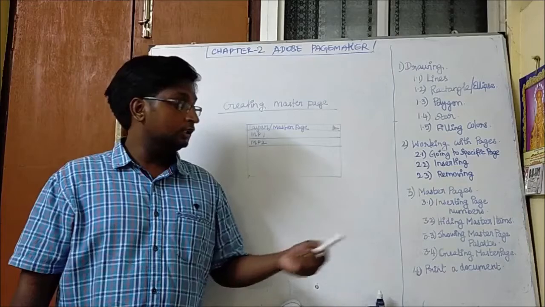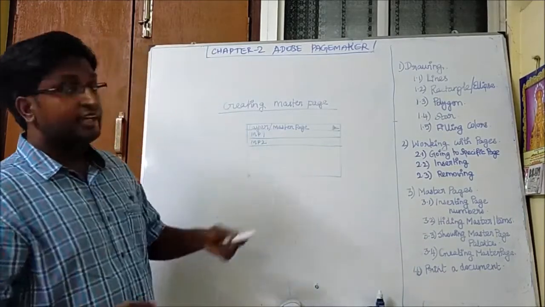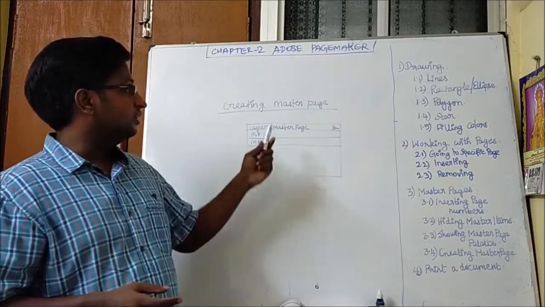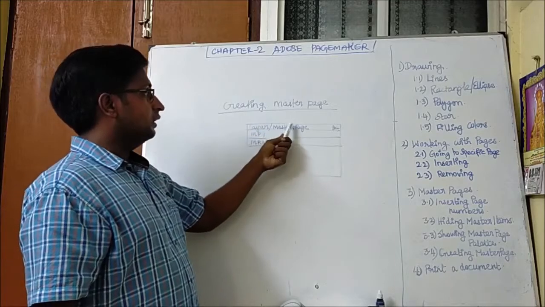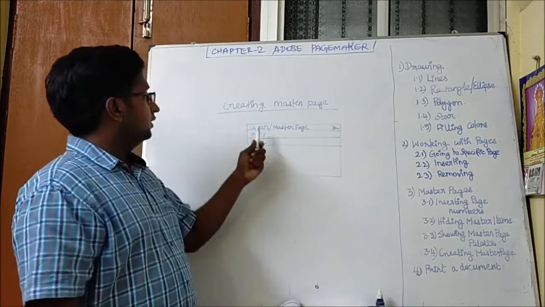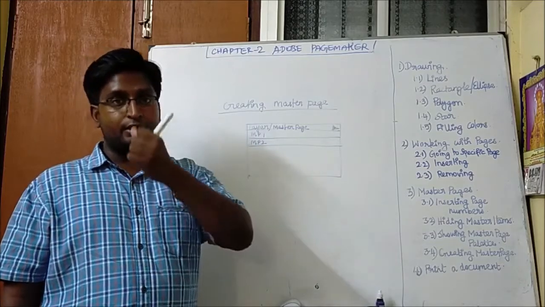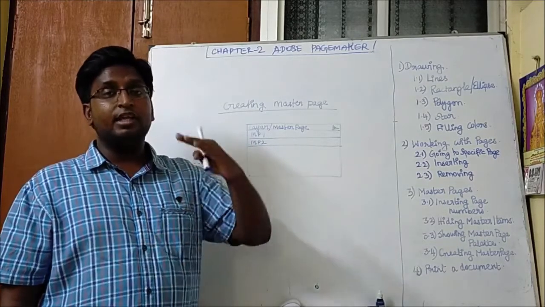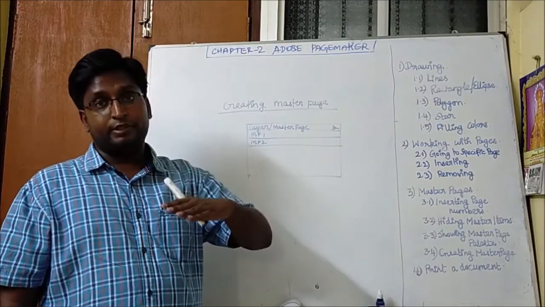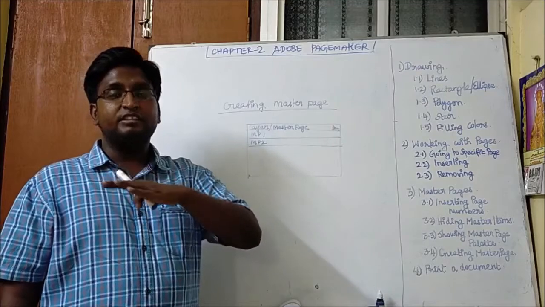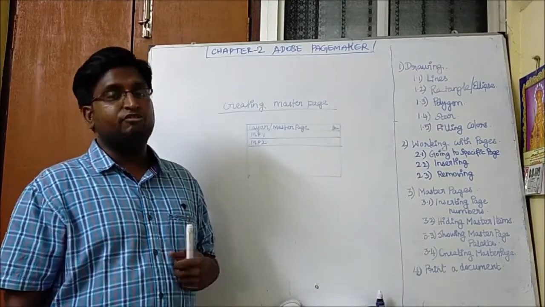So the next one is creating master pages. We can create the master page by using the master page palette. So you will be having the layers and master page tab. In the layers, you can see what all the layers we have created. Say for example, in layer 1 I have created a layout, and in layer 2 I have set the format. And in layer 3 I have fixed the colors. So like that we can create so many layers in a single master page.